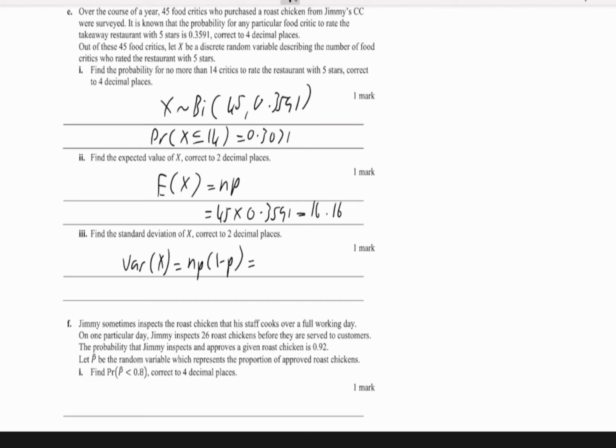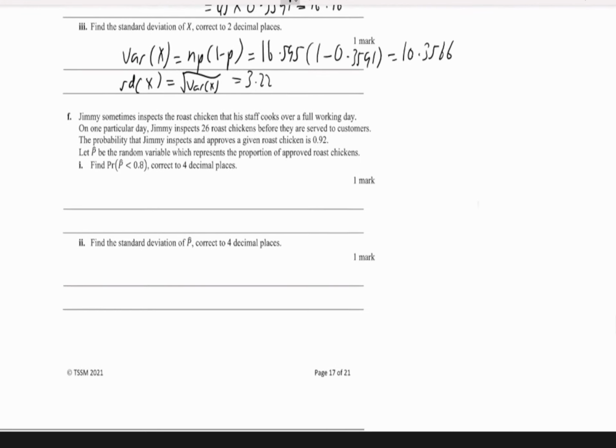which is 16.1595 times 1 minus 0.3591, which is 10.3566. And SD of X equals the square root of the variance, which is 3.22 to 2 decimal places.